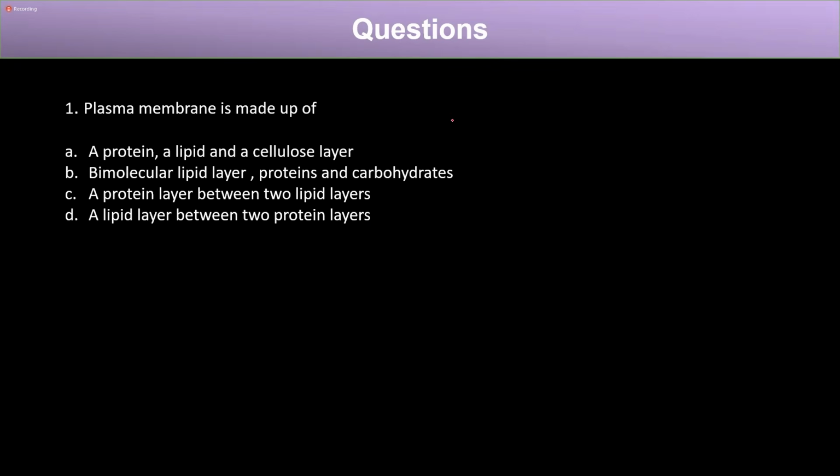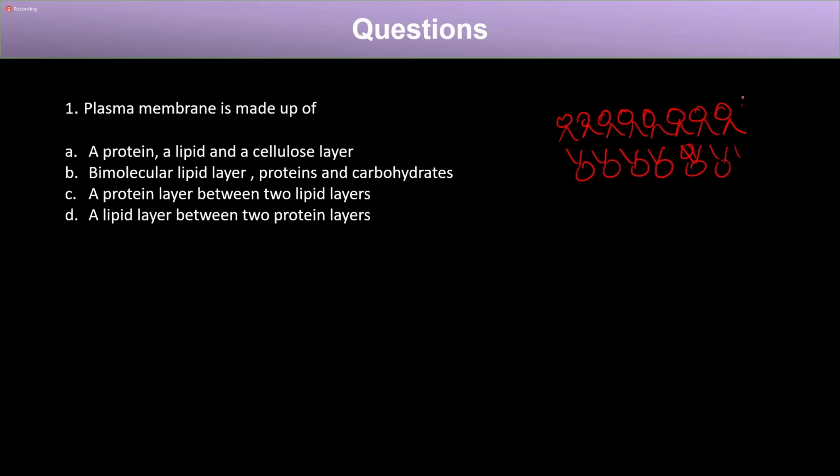If you remember, we saw the constituents of the plasma membrane. So the plasma membrane looks something like this, right? It has this lipid bilayer, and inside this lipid bilayer, they also have different kinds of proteins. So this is lipid, this is protein. And apart from this, if you remember, they also have a chain of carbohydrates over it, and hence it is called glycoprotein. So the correct answer would be a bimolecular lipid layer, proteins and carbohydrates.